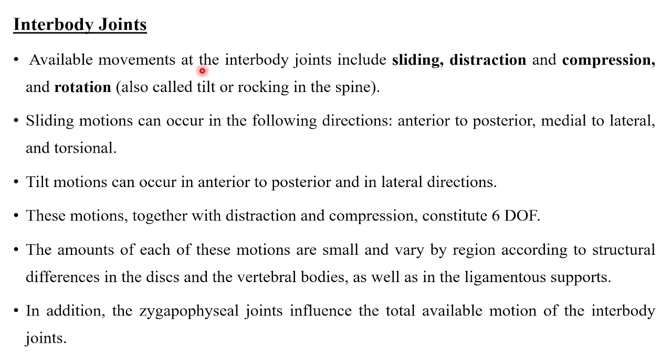The available movements at the interbody joints include sliding, distraction, compression, and rotation. Rotation is otherwise known as tilting or rocking motions in the spine. Sliding motions occur in the following directions: anterior to posterior sliding, medial to lateral sliding, or torsional sliding. Tilt motions can occur in anterior to posterior directions or in the lateral directions. These motions, together with distraction and compression, constitute 6 degrees of freedom in the interbody joints.